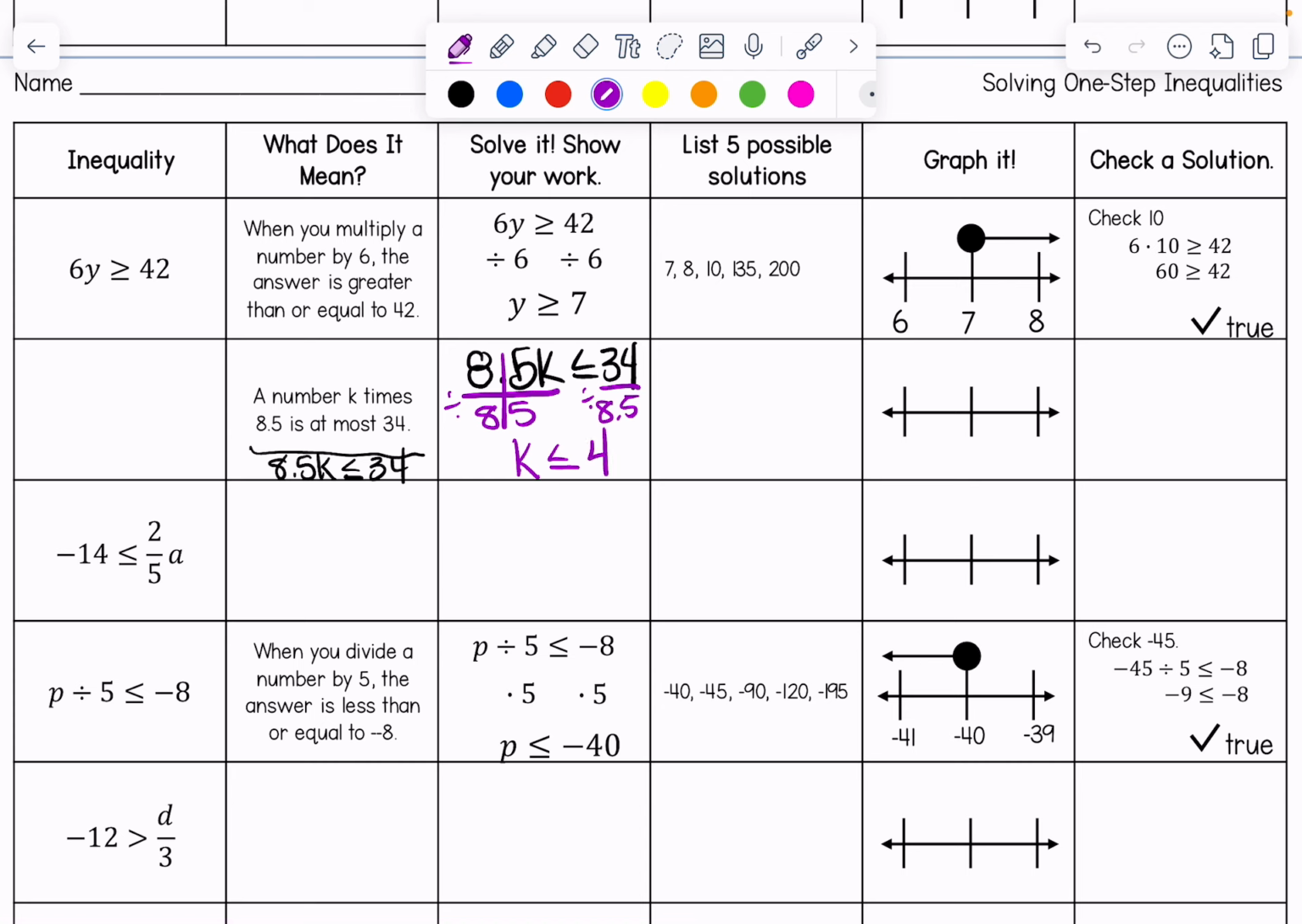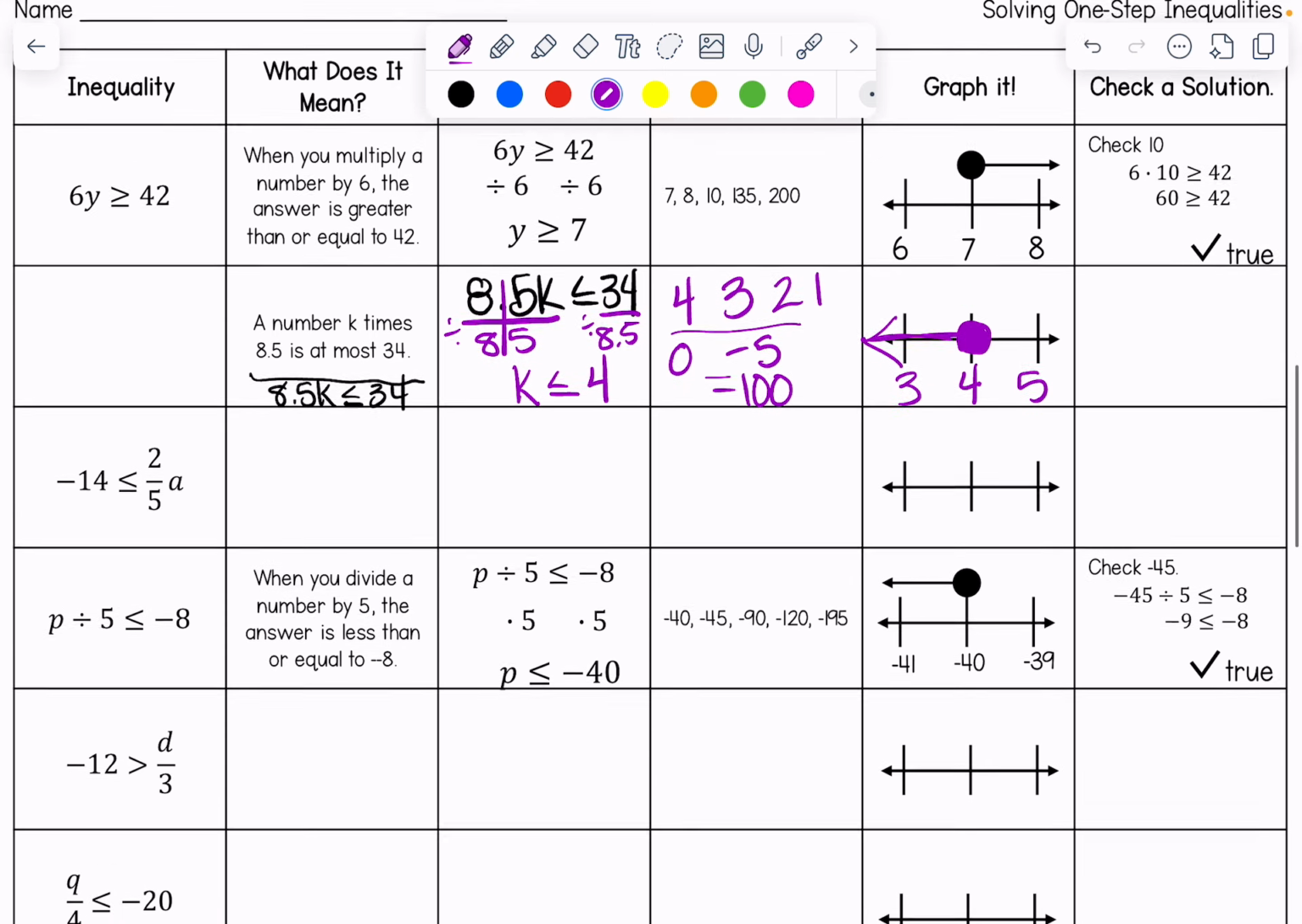So when we think of possible solutions, 4 could be an answer because it could be equal to 4, or any number less. So 3, 2, 1, 0, -5, -100. Those would all be possibilities. When we graph it, we have 4. So the number we're comparing to is in the middle. We just need a number less than and a number greater than. So 3, 4, 5. And then when I graph this, it can be equal to 4, so I'm going to have a closed circle. And then I want to think of where all these numbers and all these possible solutions will be. Those will be to the left.